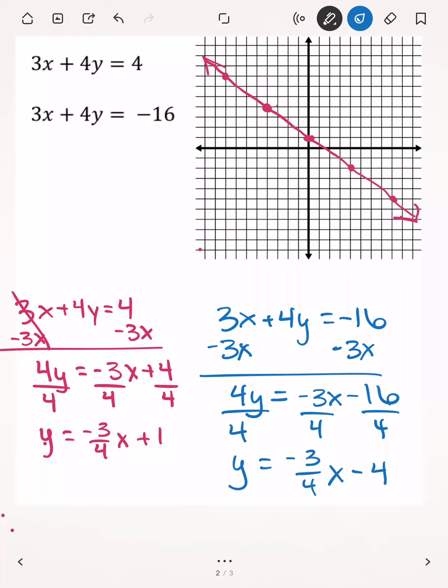My y-intercept on this one is negative 4, so I go down 4. And my slope is negative 3 over 4. So again, I go down 3 over 4, down 3 over 4. I could also go up 3 and then in the negative direction 4. So up 3, negative direction 4.